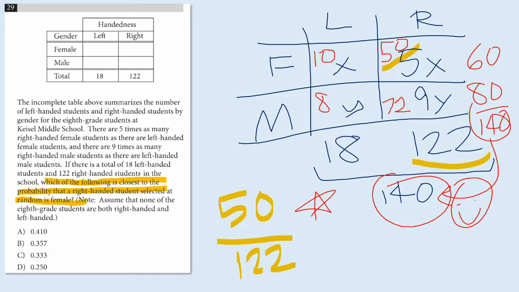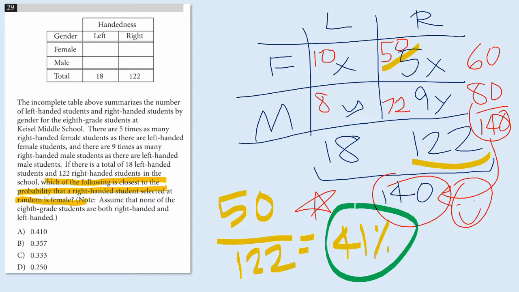So our probability fraction is 50 over 122. And because this is section 4, it allows a calculator, so you can punch that into your calculator, and you'll see that that's equal to 41%. And what do you know? That's the same thing as answer A, and that choice is the correct answer.